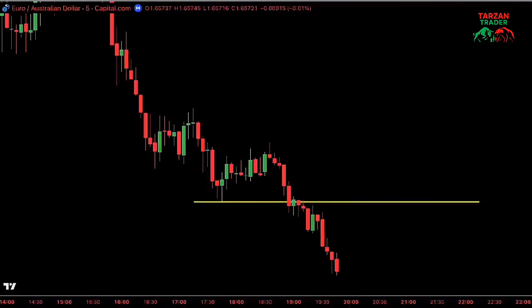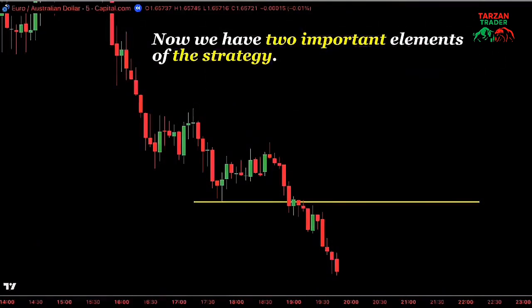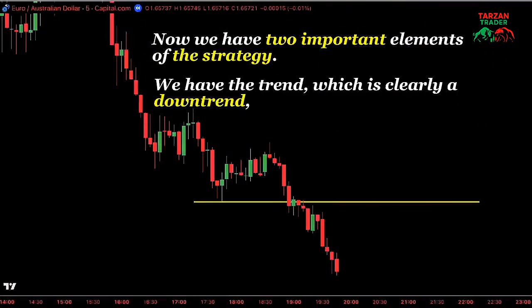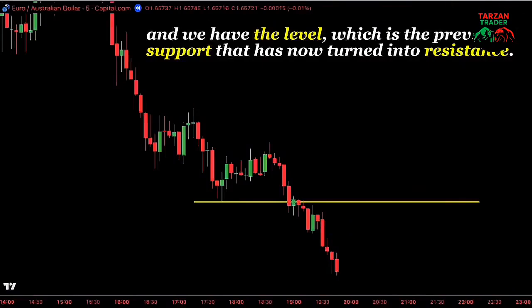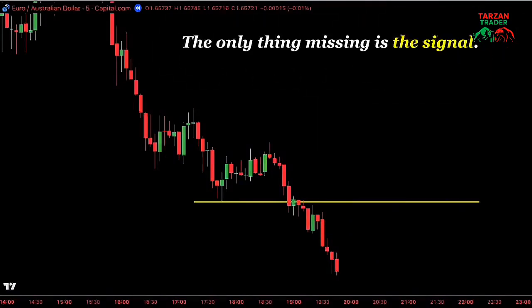As the market continues, we see another strong impulsive move downward, and this time price breaks below the support level. This is a key moment, because once support is broken, it becomes resistance. Now we have two important elements of the strategy. We have the trend, which is clearly a downtrend, and we have the level, which is the previous support that has now turned into resistance. The only thing missing is the signal.